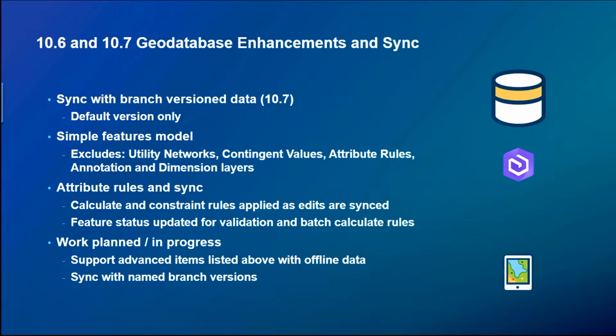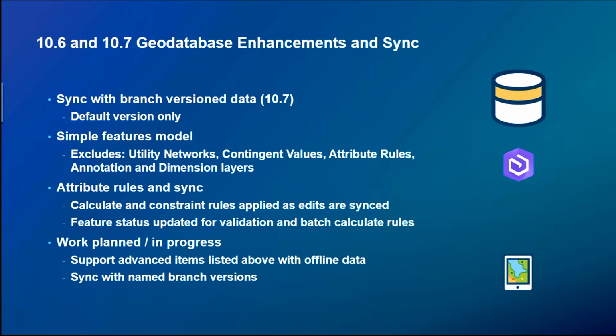But there's still use here. If you want data in the field for reference, you've got it. You don't need to have the utility network. You're not going to do a trace potentially if you just want reference features. Or if you're doing inspections, do you need contingent values or attribute rules? Yeah, that'd be nice, but maybe they're not needed for the types of things you need to do. So there's still use here, but we're building on this area.